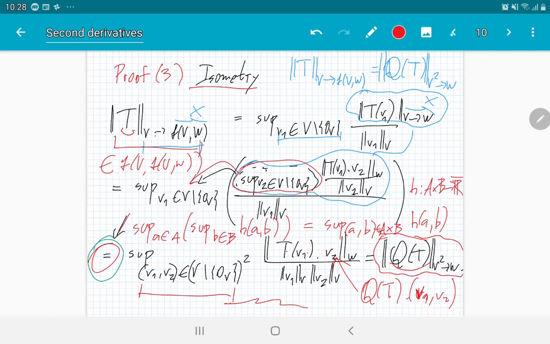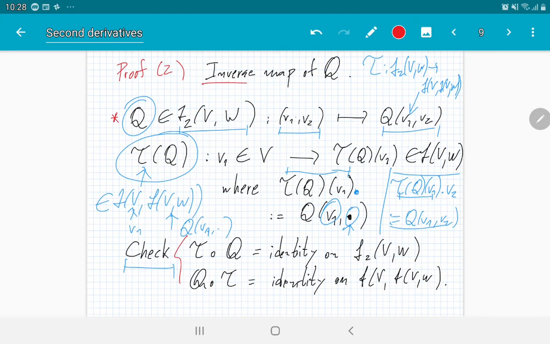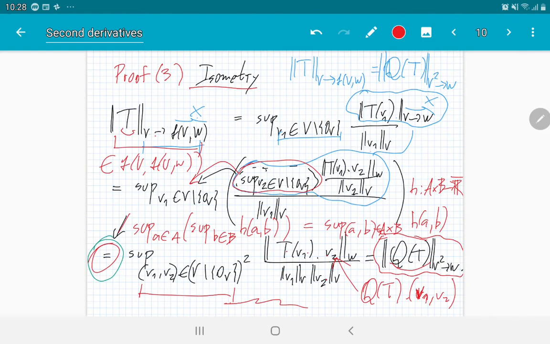And in fact, what you can show is that this inverse map also has the same property, that the norm of T as a map from V to L(V,W) is equal to the norm of Q as a bilinear transformation from V squared to W. And that's how you wrap up the proof. So what you have to argue is that the map from T to Q of T is a linear bijection that preserves norm. It's a linear map that preserves norm between these two spaces.